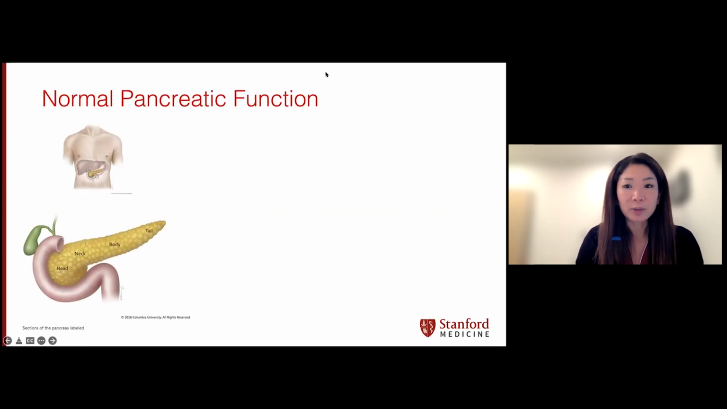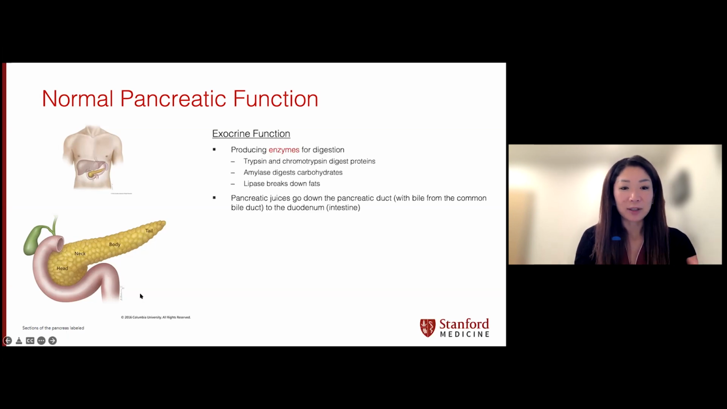So let's talk a little bit about normal pancreatic function. The pancreas is this long organ that you see that sits below the liver, and there are different parts of it: the head, the neck, the body, and the tail. And all of these different parts secrete different enzymes and hormones.